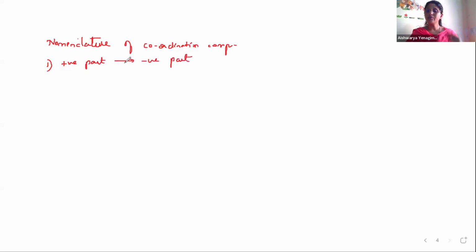Nomenclature of coordination compounds. Okay, fine. So what does the first rule say? First, the positive part of the coordination compound is named first, followed by the negative part. Correct? It is immaterial whether the positive part or the negative part is the complex ion. Okay, fine.